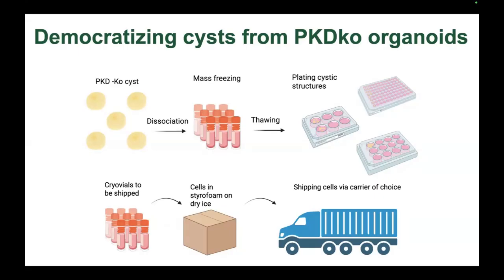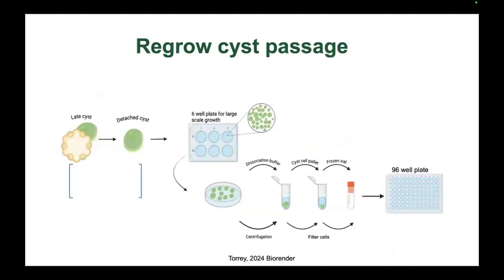So we dissociate, we freeze, and you plate the cystic structures. And these cystic structures can be shipped to many labs around the nation, so they can be thawed upon arrival and cultured. So here's a process of just how we regrow and passage these cysts.